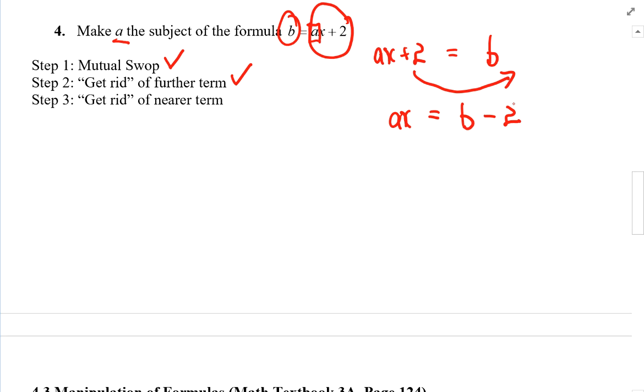A is the subject. I cannot have X beside A. And remember, AX is seen as A times X. So in order for us to get rid of X, I need to balance it on the other side. Alright? B minus 2, based on the very first example on top, you will have to divide by X. And there you have it.